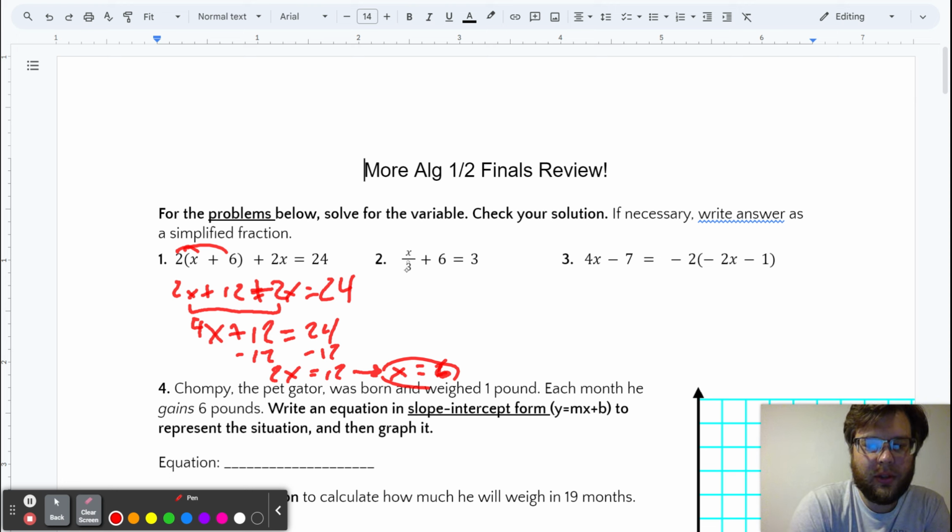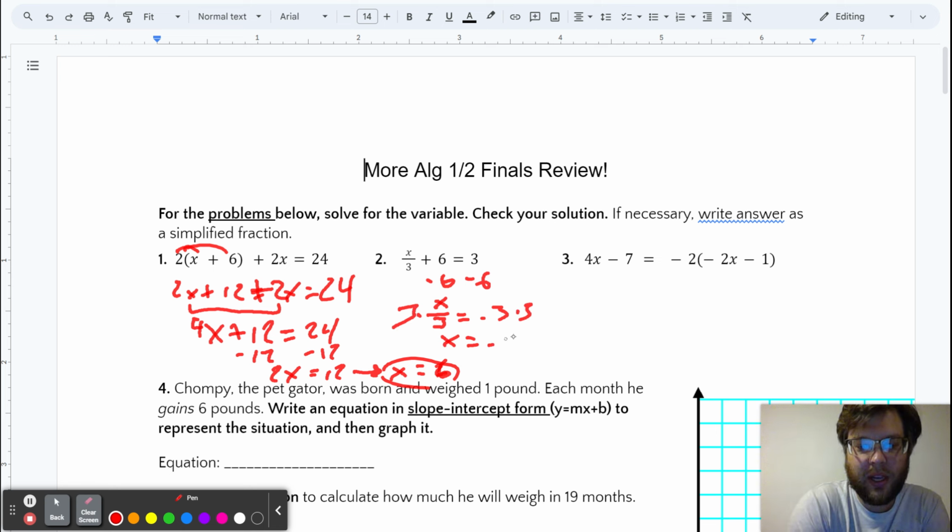On number 2, I can subtract 6 from both sides. So x over 3 is negative 3. Then multiply both sides by 3, and I get x is negative 9.